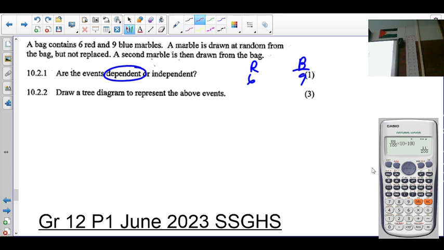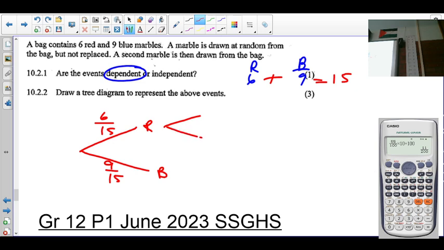Then 10.2.2, draw a tree diagram to represent the above events. So we've got red and blue. In total there are 15 balls in the bag. So what's the probability of drawing a red on your first event? 6 out of 15. On your second, drawing a blue is 9 out of 15. Now, if you had drawn a red on your first draw, then of course you've got one less red in the bag, which is 5 over 14 balls, because that one is not being replaced. However, you still have 9 blues out of 14 balls.